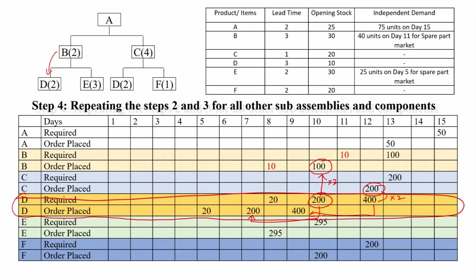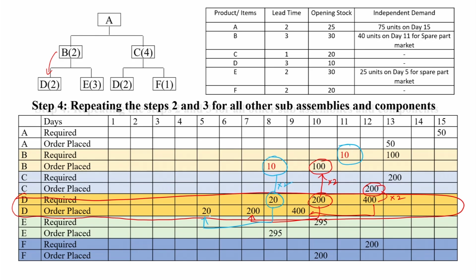Also, you need to have some spare part of B also. 10 units of spare part of B also need to be manufactured. For that, I should start the manufacturing on day 10. For this B, I need 2 units of this. So, 20 units of D is required here also, and this also I must place the order 3 days in advance. So, for spare parts I should place an order on day 5th. For the manufacturing of B, I should place the order on day 7. For the manufacturing of C, I should place the order on day 9.